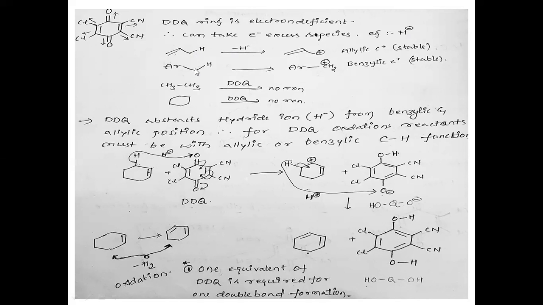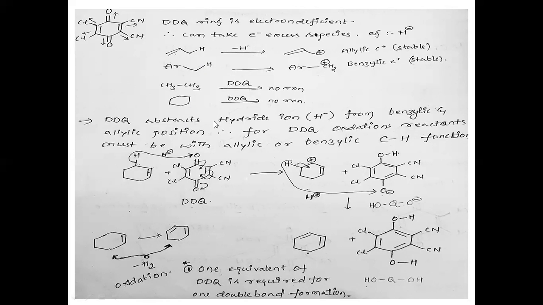And here is a benzylic CH. From the benzylic CH also, DDQ can abstract H minus, the hydride ion, and benzyl carbocations are formed, which are also stable. So allyl CH and benzyl CH functions are generally referred to as active CH functions, because the intermediates formed, allyl carbocation and benzyl carbocation, are stable. DDQ cannot abstract hydrogen in the form of hydride from ethane or simple cyclohexane because they do not possess an active CH function.